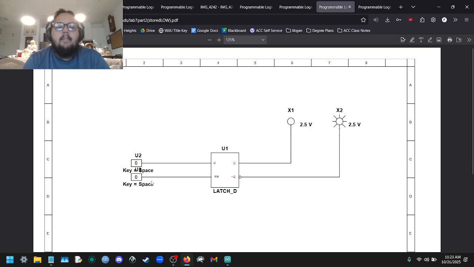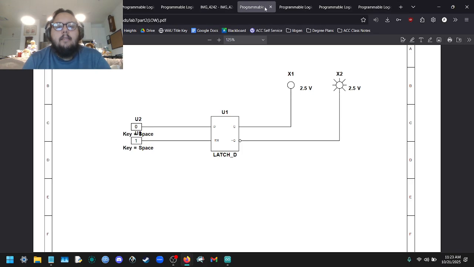And when EN is set to 0, it will hold whatever the previous D input was, and the previous D input, as you can see, was 0. And so the Q light still stays off, and the inverse Q light is still on. And when EN is again set to 0, but the previous D input was 1, the Q light will stay on, and the inverse Q light will stay off.